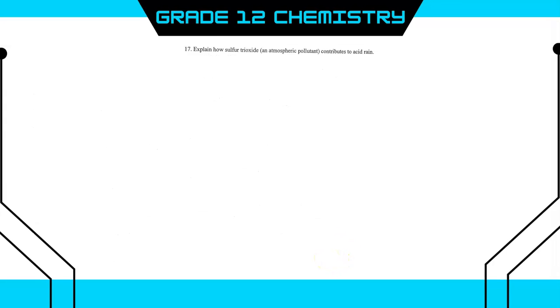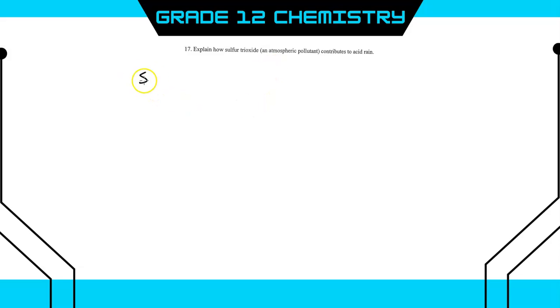All right, now since we're having so much fun, let's do one more question, because this question is another great question that can appear on a test. Wonder if my students heard that. They'll let me know. Okay, so explain how sulfur trioxide, which is an atmospheric pollutant, contributes to acidic rain.